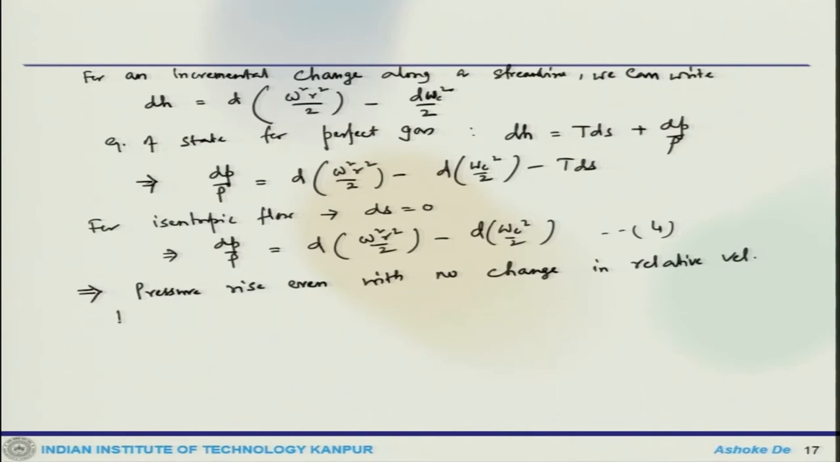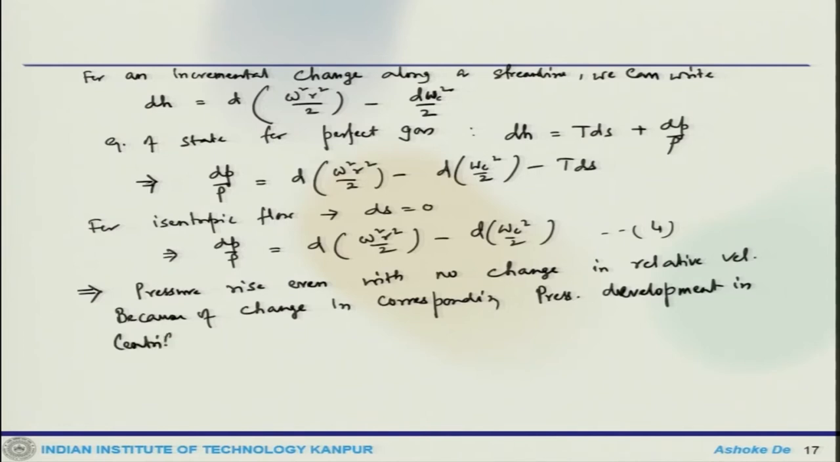This happens because of the change in corresponding pressure development in the centrifugal compressor. So, this is what you can always conclude, that there is a pressure rise even if there is no change in relative velocity.